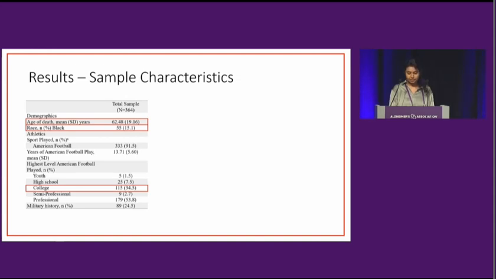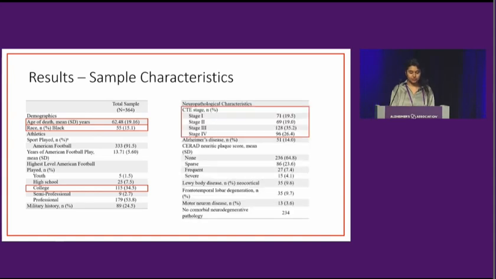15% of the sample also consisted of Black men. The mean age of the overall sample was 62, and here 63.2% of the sample had CTE only, and the remaining sample had comorbid neurodegenerative disease diagnoses, with the most common being Alzheimer's disease. And additionally, all 4 stages of Alzheimer's disease were seen in this sample.